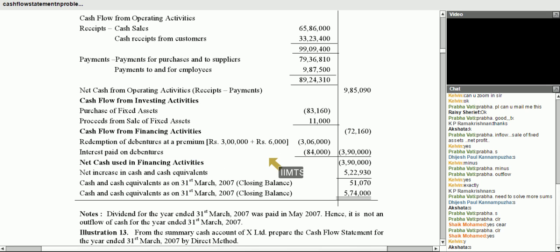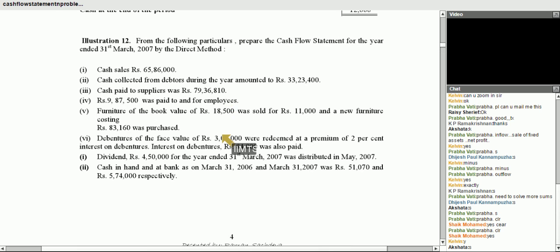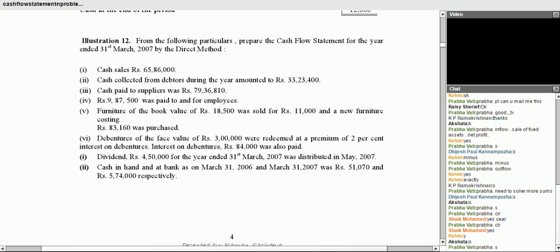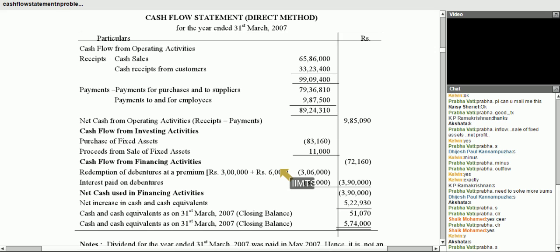Net cash used in financing activities. You can see 3 lakh at a premium of 2%. So 2% of 3 lakh will be how much? 6,000 rupees. Getting it? 2 divided by 100 into 3 lakh will give you 6,000. That is what they have added over here. This 6,000, right? So 3 lakh 6,000 plus 84,000 gives 390.